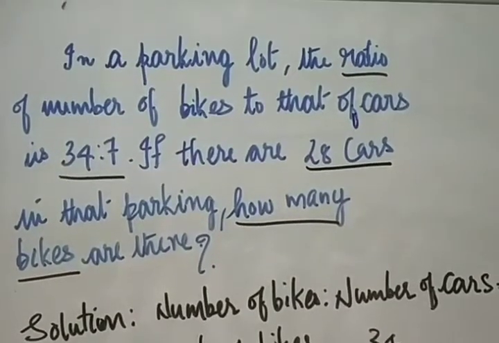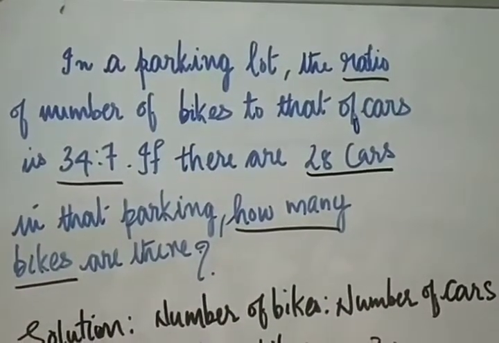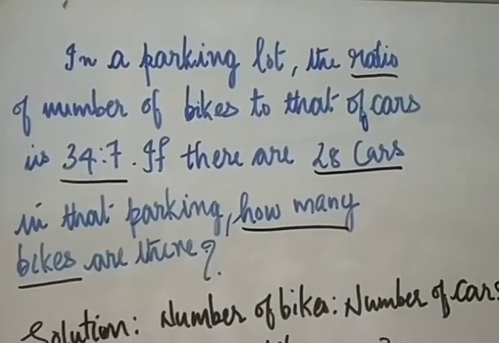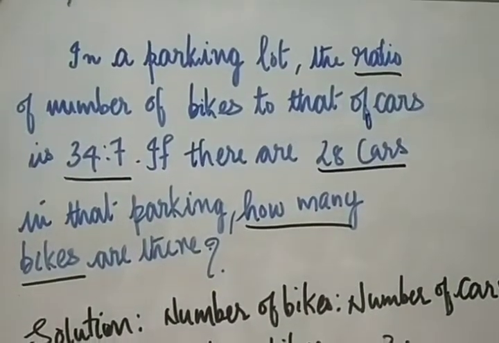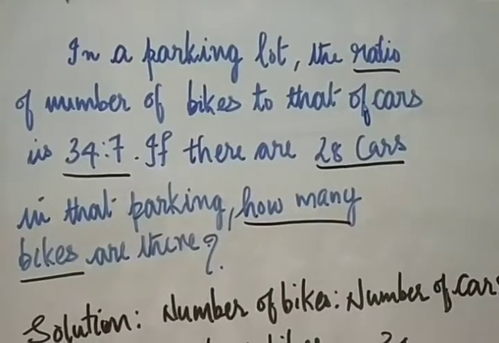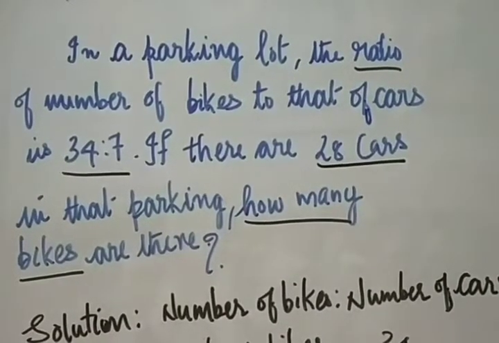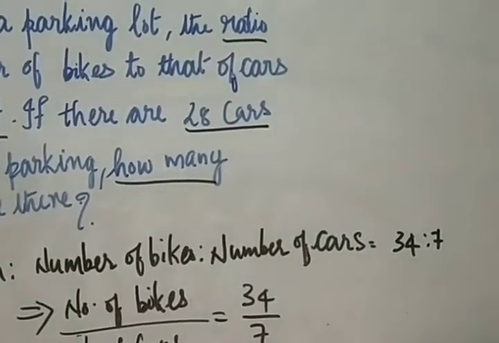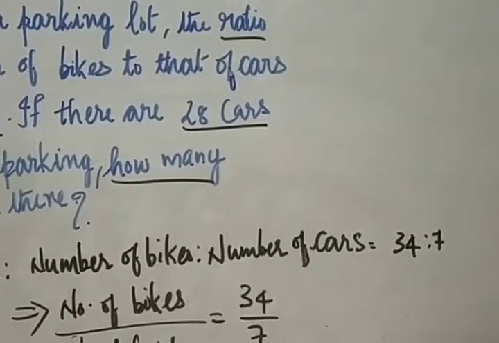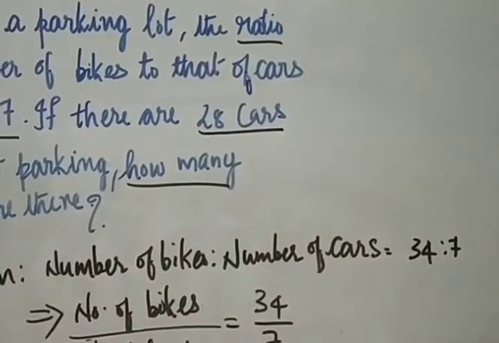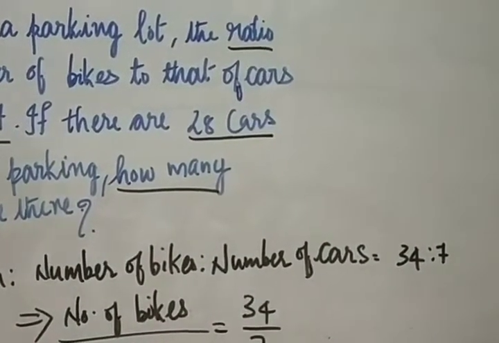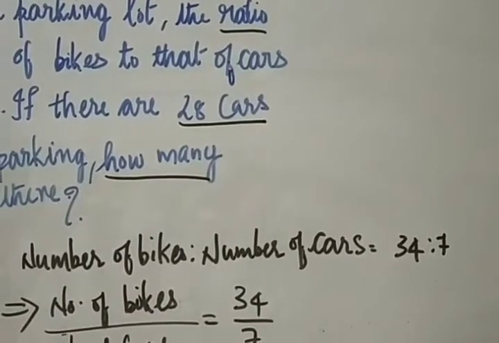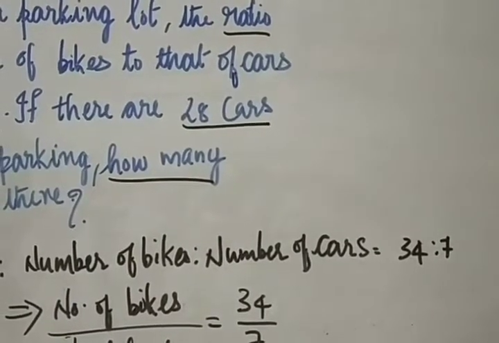So here in a parking lot, we have some bikes and some cars. And it is given that the ratio of number of bikes to that of cars is 34:7. So we have been given the ratio: the ratio of number of bikes and number of cars is equal to 34:7. So that is our first step.